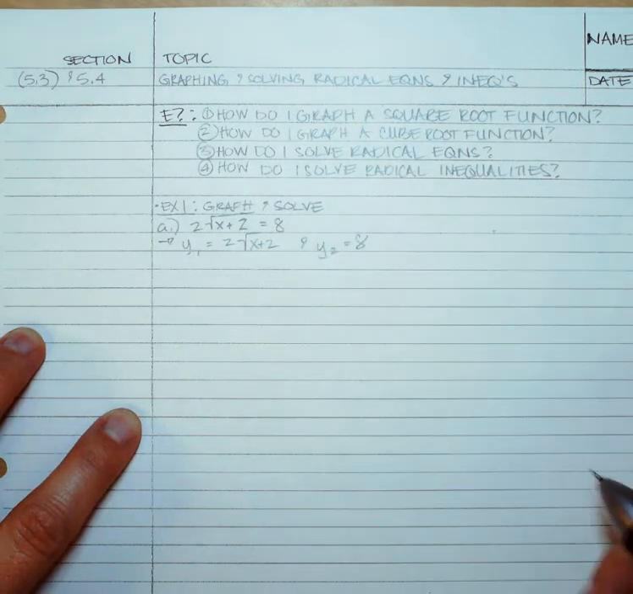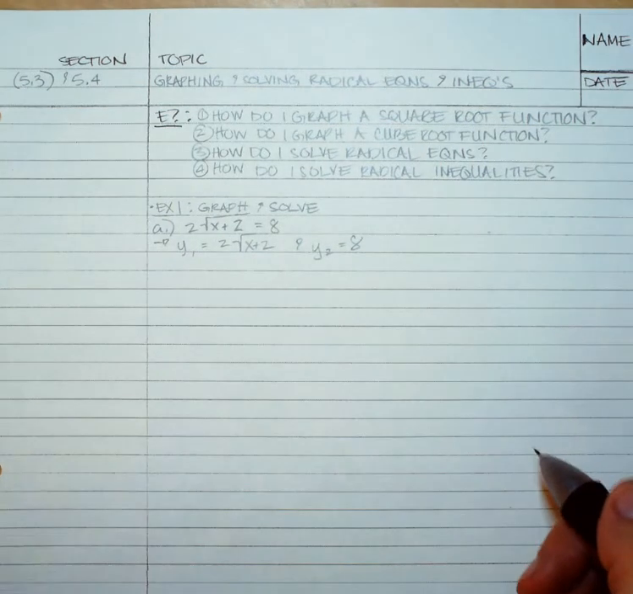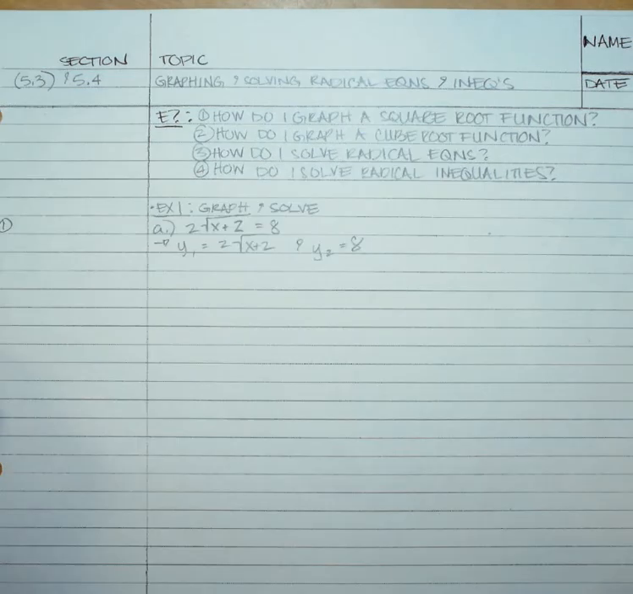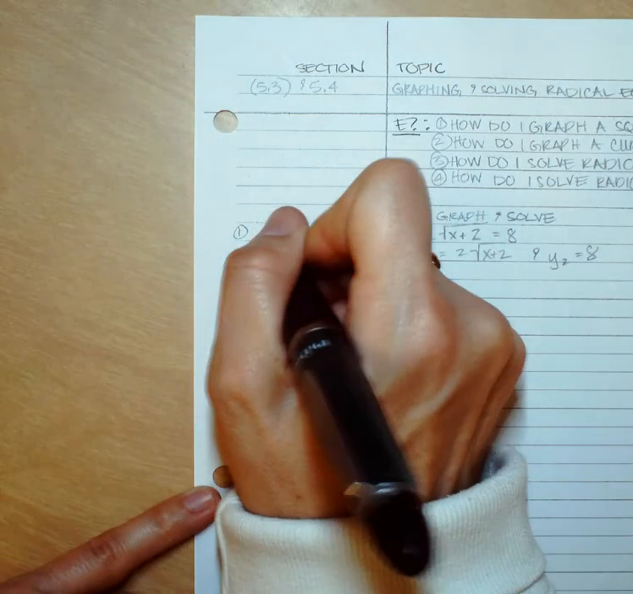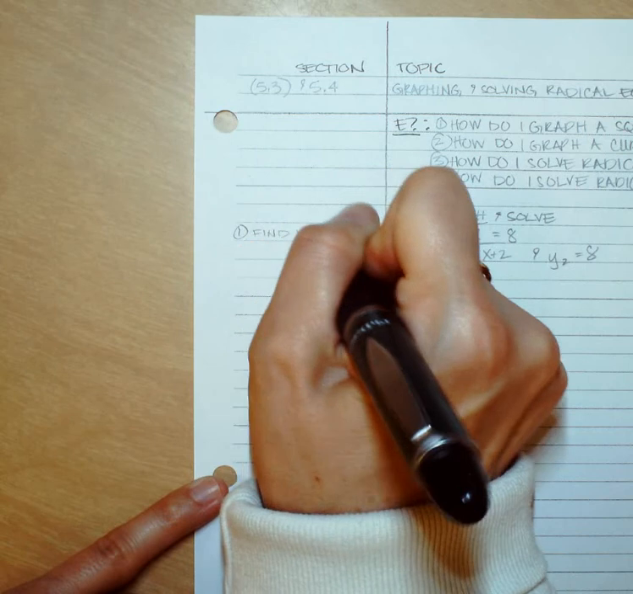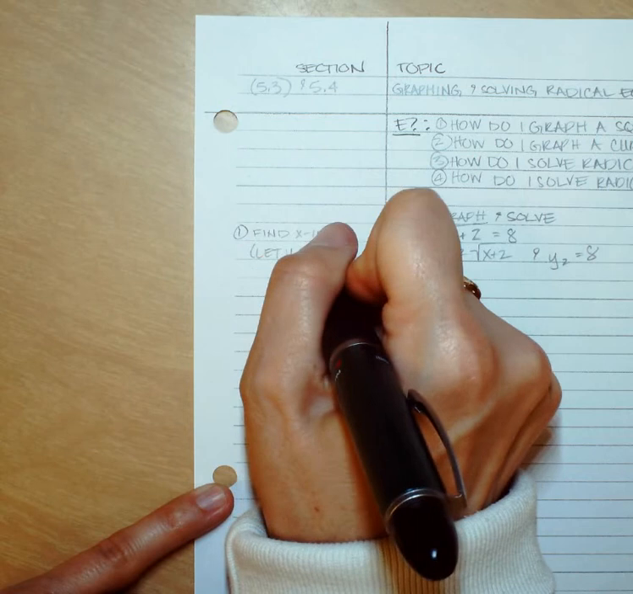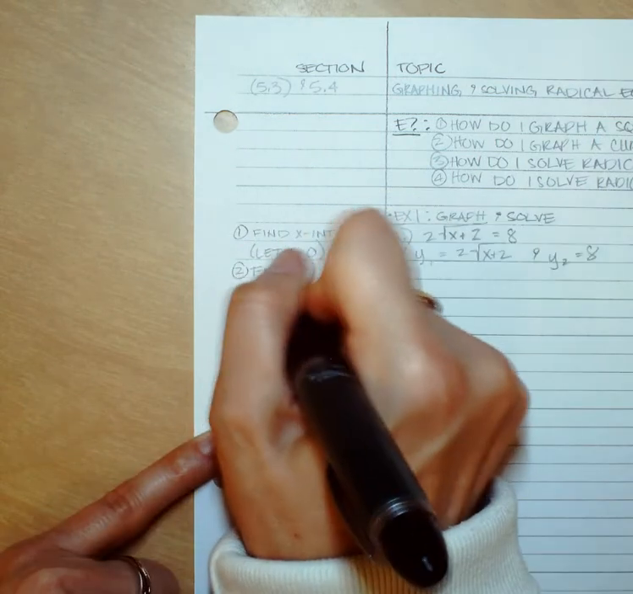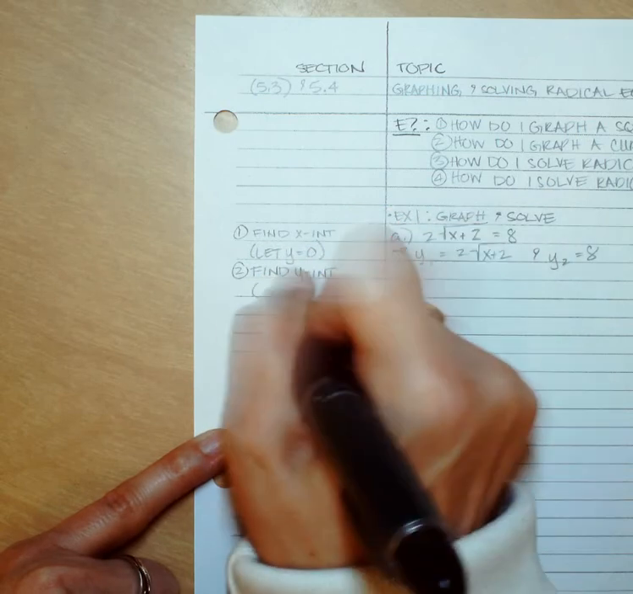So the first thing we want to do is find the x-intercept. So I'm going to put this in the margin. We'll find the x-intercept. That means we'll let y equal 0. The second step, we'll find the y-intercept, which to do that, we'll let x equal 0.